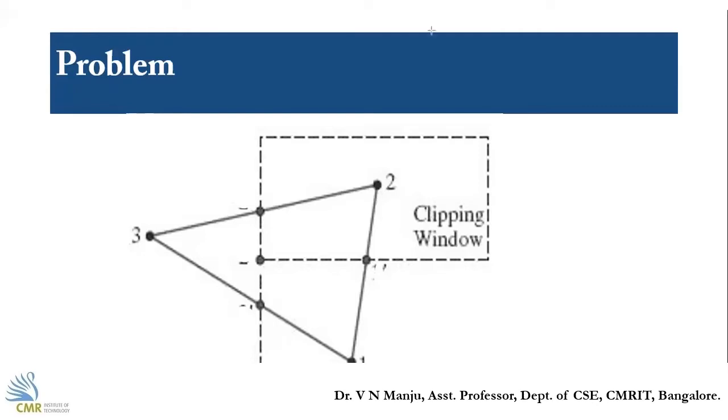Given a clipping window, this is the clipping window. These are the different vertices of the polygon. What is the final vertex that you want to give out of the clipping window? After clipping, what is the final output? So we will see this clearly.